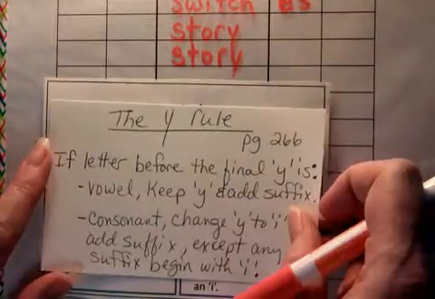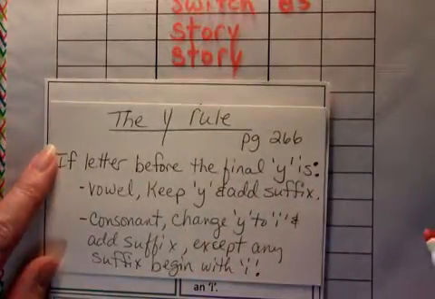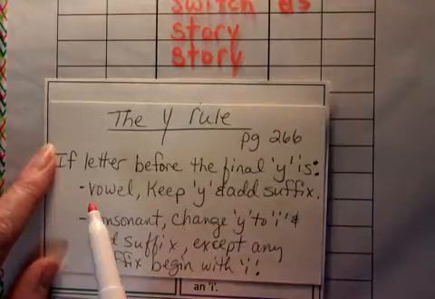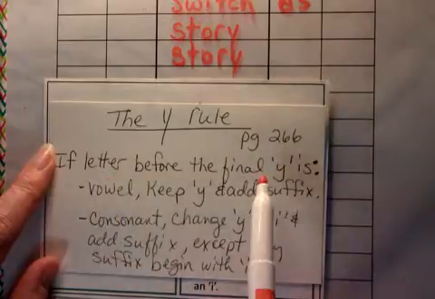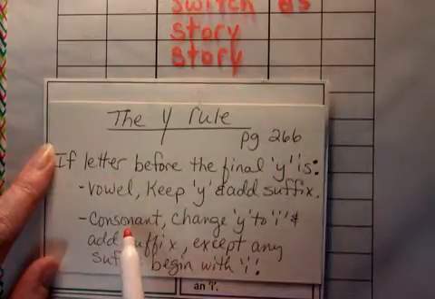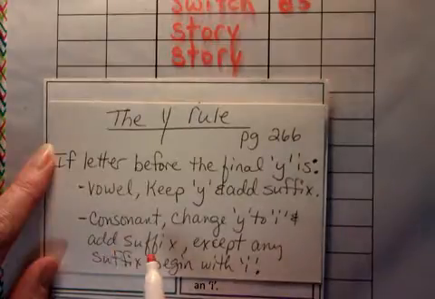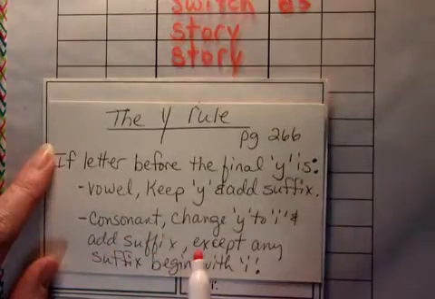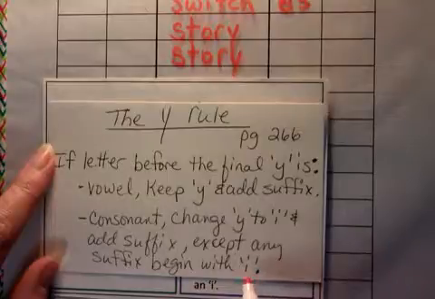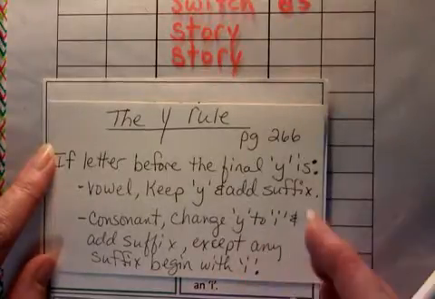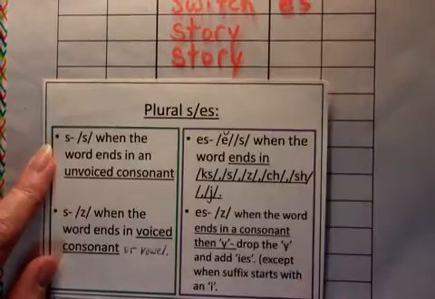Another way to look at it is on page 266 of the Phoneme Grapheme Mapping book. If the letter before the final Y is a consonant, change the Y to an I and add the suffix, except for suffixes beginning with I, like the ing. So we're going to be adding the ES.